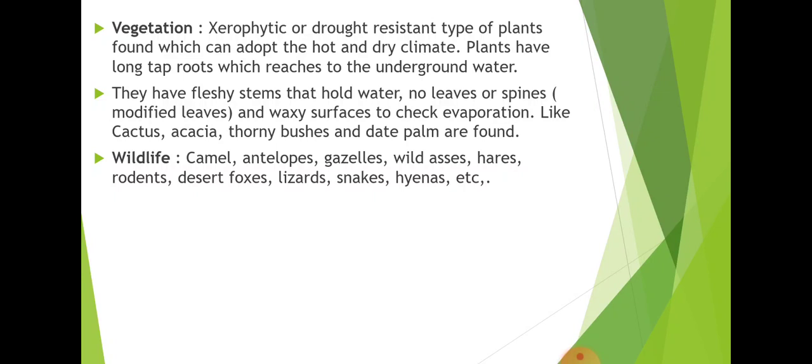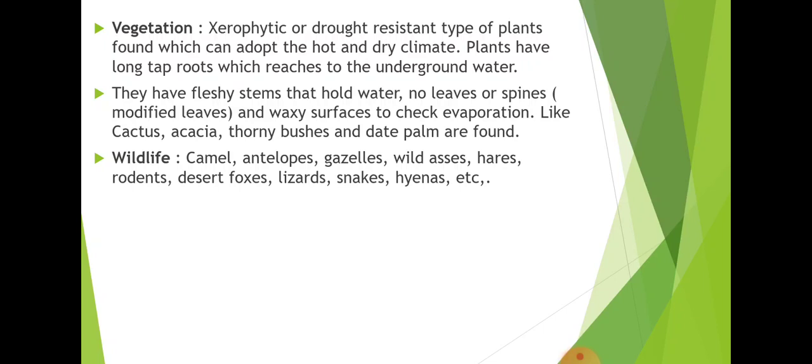They are so long, with a tap root, so they can search for water sources in the ground. They have fleshy stems that hold water. Their stems are so fleshy and thick that they can retain water. They have no leaves, or spines, which are modified leaves that look like thorns, and waxy surfaces to check evaporation. The wax preserves the water in these plants, so it cannot evaporate easily and the plant does not dry up in those regions, like cactus, acacia, thorny bushes and date palm. These are some of the vegetation found in these regions.